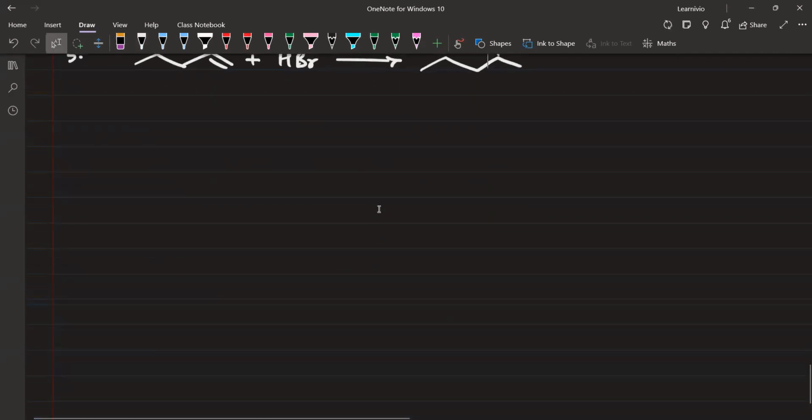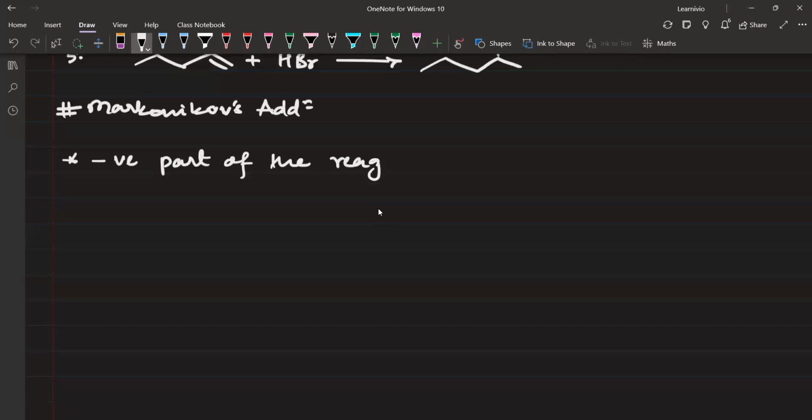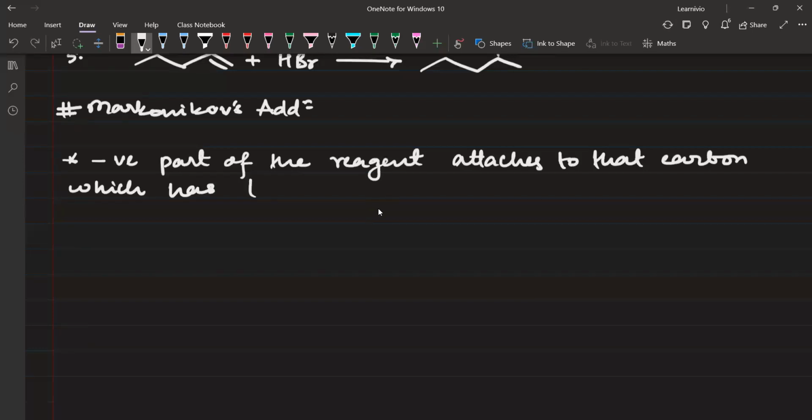These are the major problems. Now is right Markovnikov's addition. What happens in Markovnikov's addition? The negative part of the reagent attaches to that carbon which has lesser number of hydrogens.